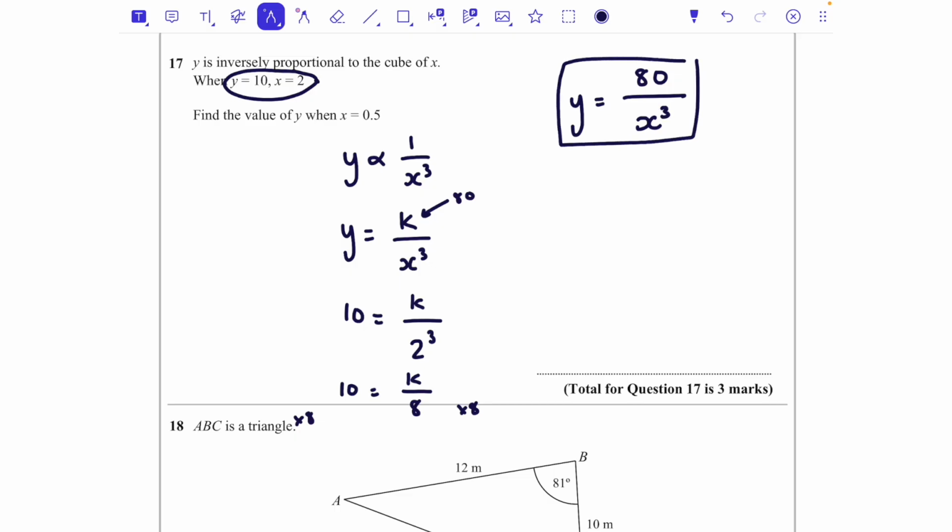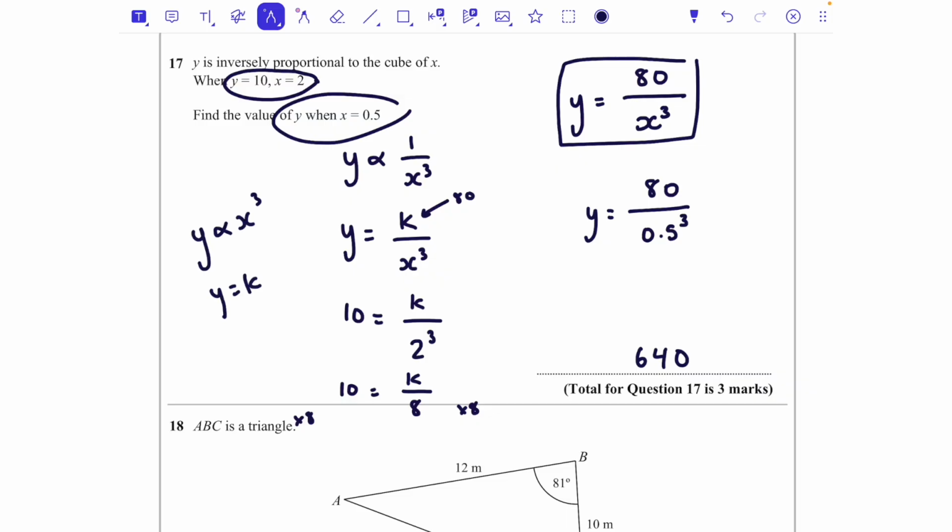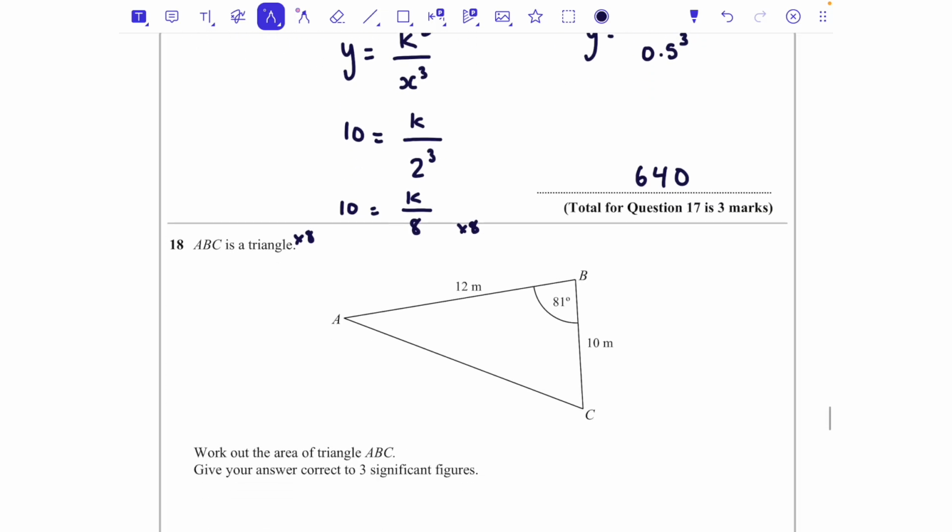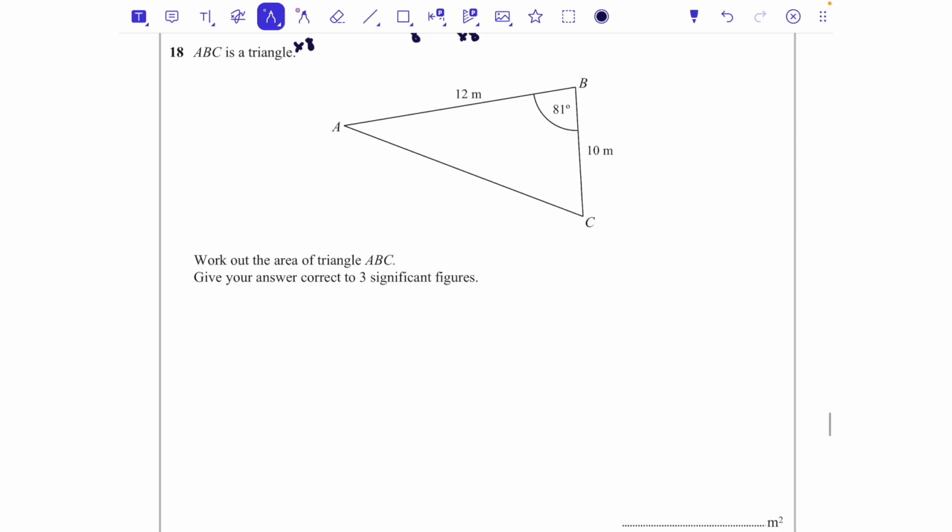There we go. Okay, find the value of y when x is 0.5. So y is 80 divided by 0.5 cubed. So don't forget to cube that value because it's x cubed. 80 over 0.5 cubed, and that is 640 for your answer there. If it was directly proportional to the cube, then we would do y equals k x cubed. I did another more difficult version of that in my predicted paper 1. It hasn't come up yet, so it may be there again. I changed it slightly just for variation, but you might want to go back and have a look at that one for the harder version that was on my paper 1 predicted paper.